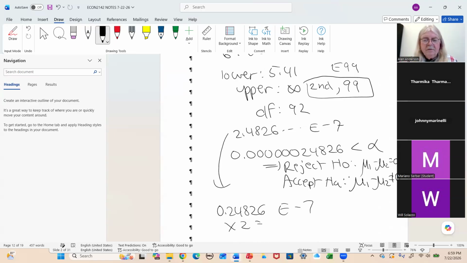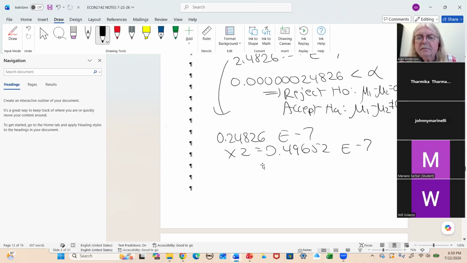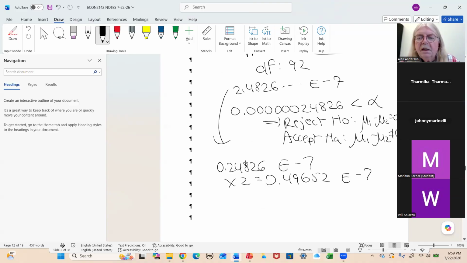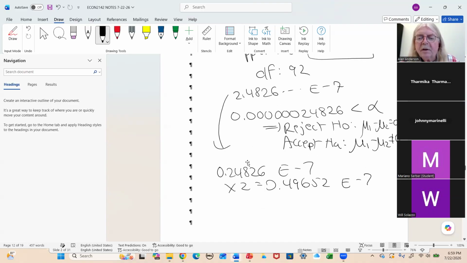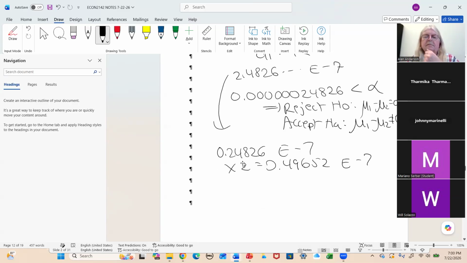So doubling that would bring it to 0.49652 e minus 7, which again is a preposterously small number, well below alpha. So therefore, we're going to reject the null.